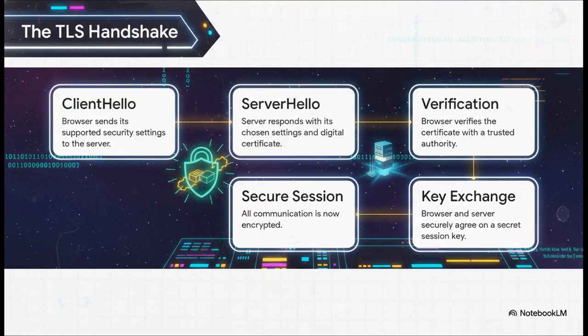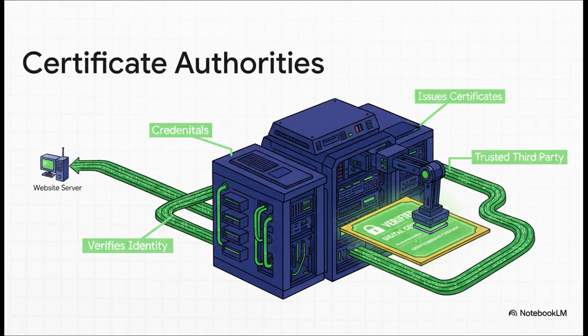And it all kicks off with something called the TLS handshake. Now, this looks complicated, but your computer does it all in literally the blink of an eye. Your browser says hello and sends a list of all the encryption methods it knows. The server says hello back, picks the strongest one you both support, and then shows its ID card. That's the digital certificate. Your browser quickly checks that ID with a trusted authority. Once it gets the thumbs up, they use some really clever math to create a secret key for just this session, and bam, you're secure. The padlock appears.